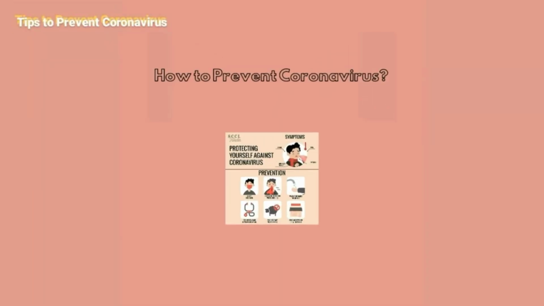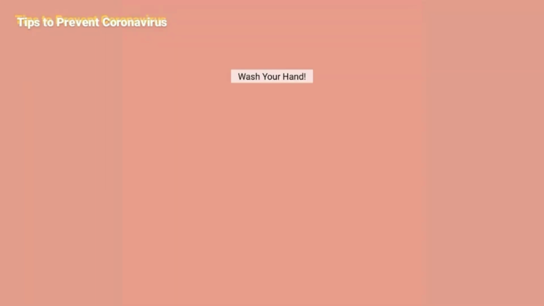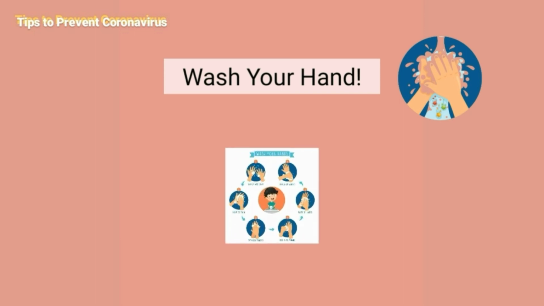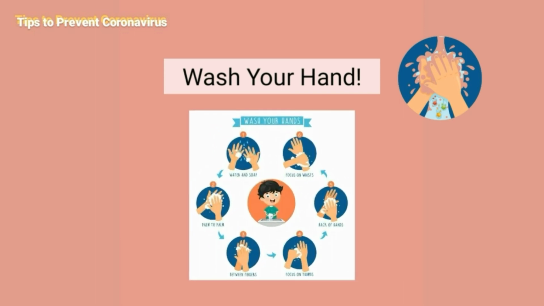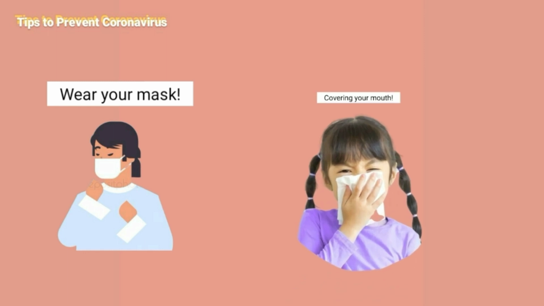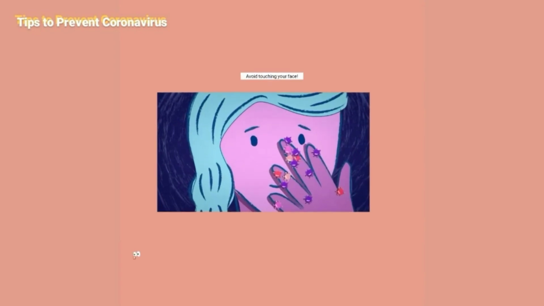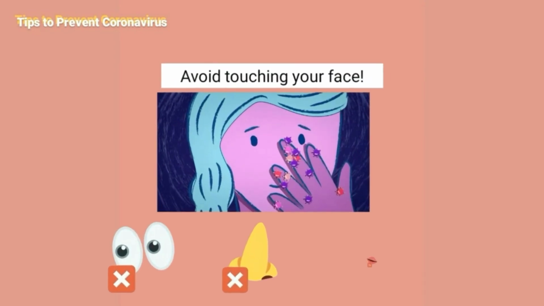In the last part of this video, I will give you some tips to prevent coronavirus. There are several ways we can prevent coronavirus or prevent transmission to others. First, the simplest way is washing hands frequently with soap for 20 seconds. Wash your hands properly as in this picture. Second, wear a mask if you get sick, and don't forget to cover your mouth and nose when coughing and sneezing. Next step is to avoid touching your face, such as mouth, nose, and eyes, because these parts are the way for the virus to enter the body.